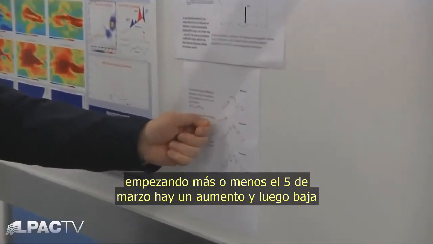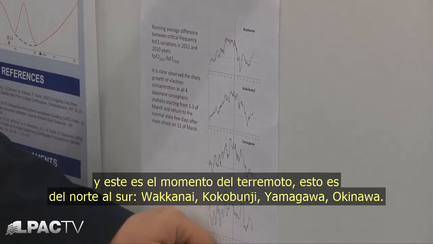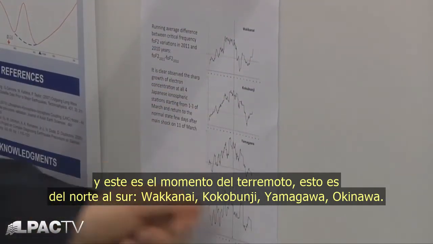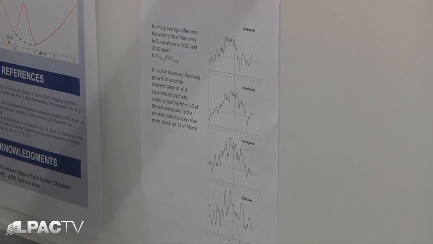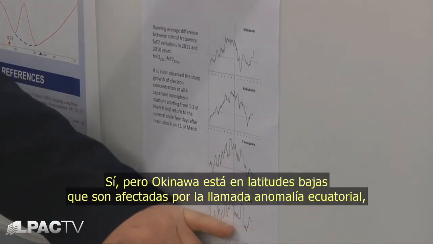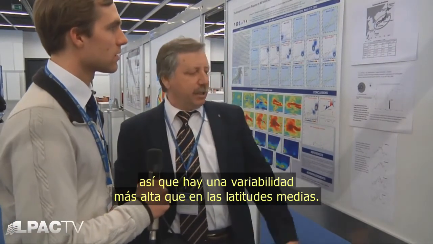And you can see, starting from something like the 5th of March, an increase and then a decrease. And this is the moment of the earthquake. So this is from north to south: Wakkanai, Kokubunji, Yamagawa, Okinawa. Yeah, a pretty big spike. Okinawa is a bit more erratic, but Okinawa is at low latitudes, which are affected by the so-called equatorial anomaly, which appears in the equatorial ionosphere. So it has a much higher variability than the mid-latitudes.